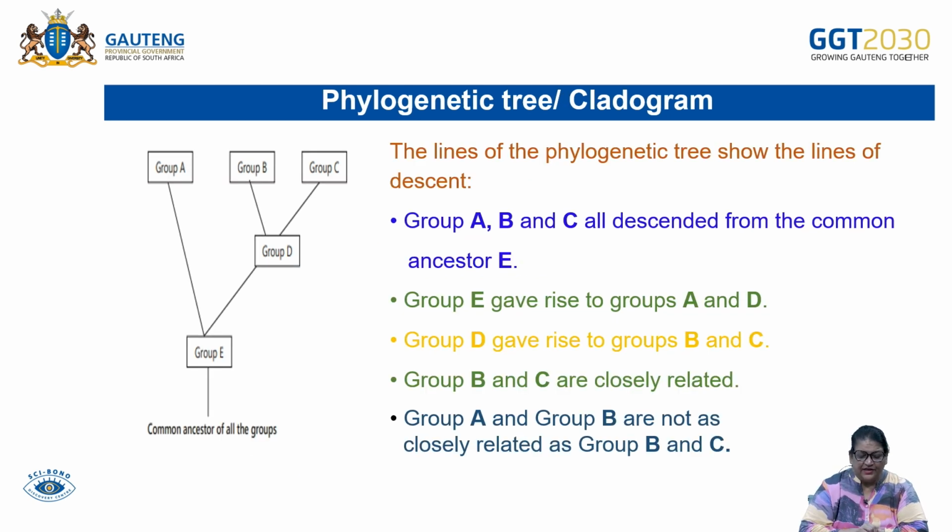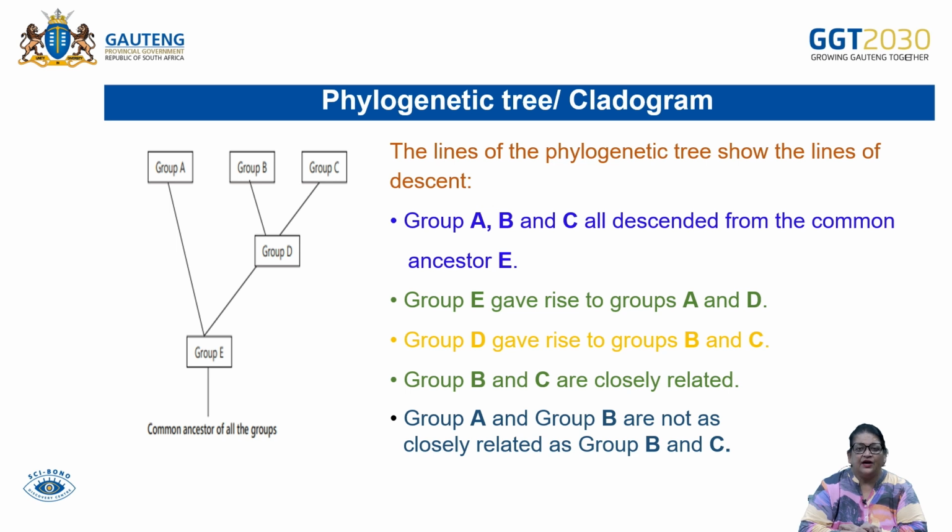Now let us look at the lines of the phylogenetic tree. How will you read or interpret the lines of a phylogenetic tree? As you can see, the phylogenetic tree shows the lines of descent, how we descended from one original species. You can see that groups A, B, and C are all descendants from common ancestor E. Group E gave rise to group A and D, and D gave rise to B and C.